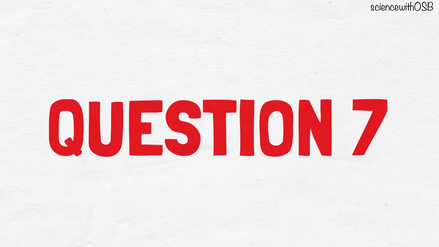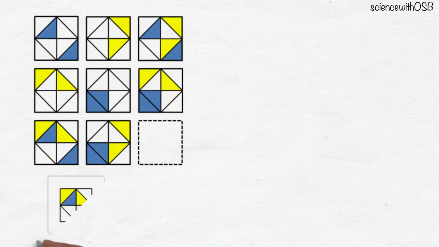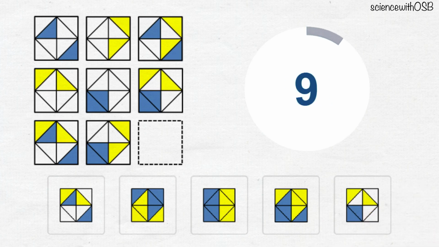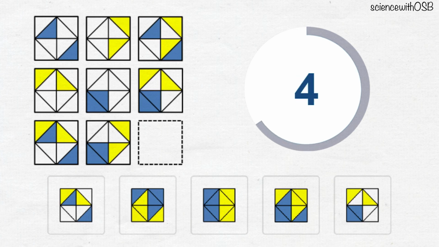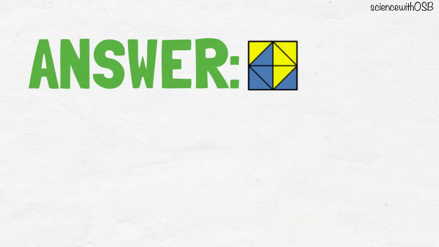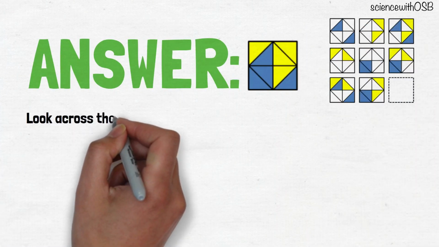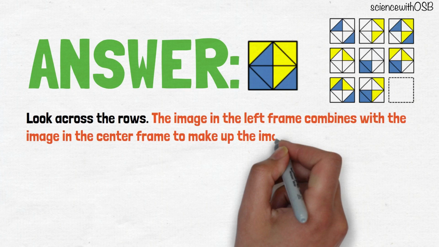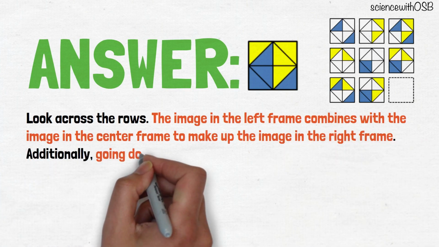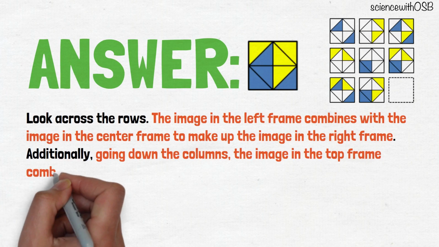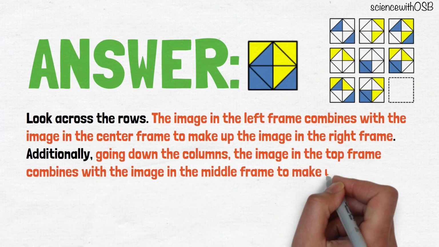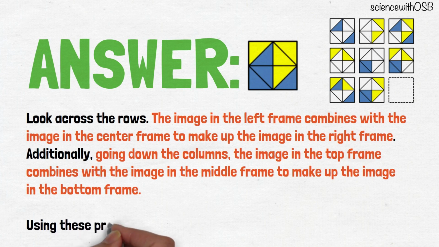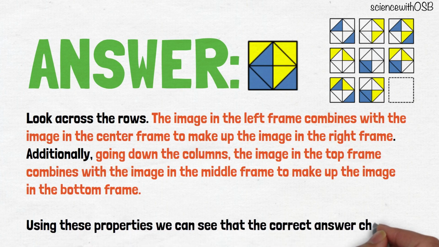Question number 7. Look at the matrix closely. The correct answer is 4. Look across the rows. The image in the left frame combines with the image in the center frame to make up the image in the right frame. Additionally, going down the columns, the image in the top frame combines with the image in the middle frame to make up the image in the bottom frame. Using these properties, we can see that the correct answer is choice 4.